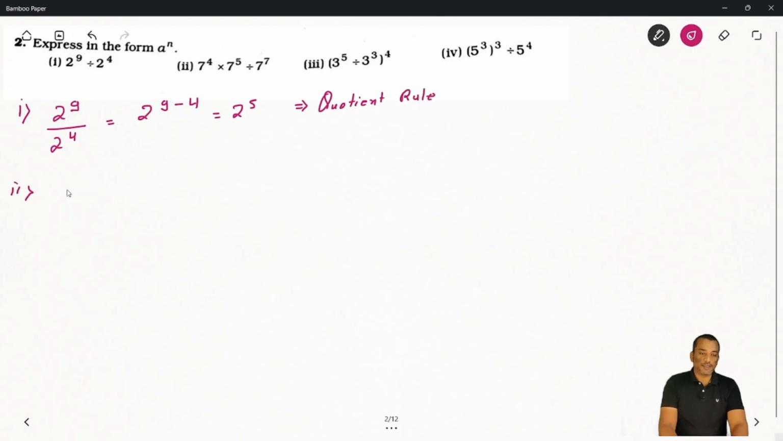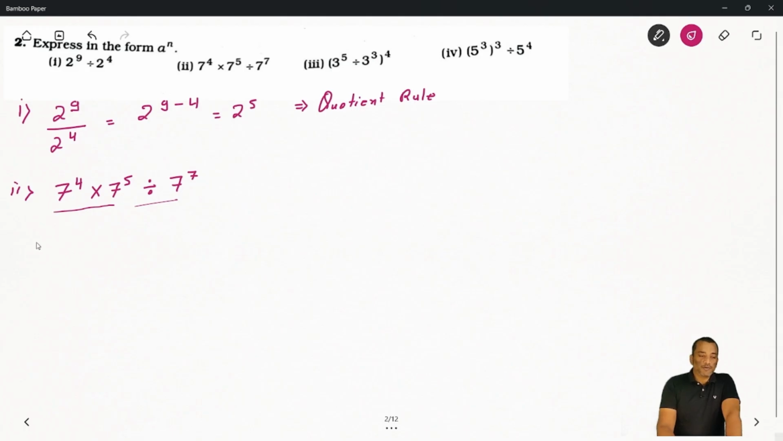Okay, now let's see the question number 2. So question number 2, it is saying 7 to power 4 times 7 to power 5, and it is dividing with what? 7 to power 7. So you can say in these two terms you are applying the product law, and in these two you are applying the quotient law.